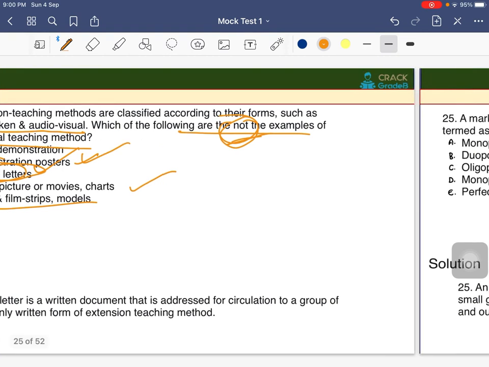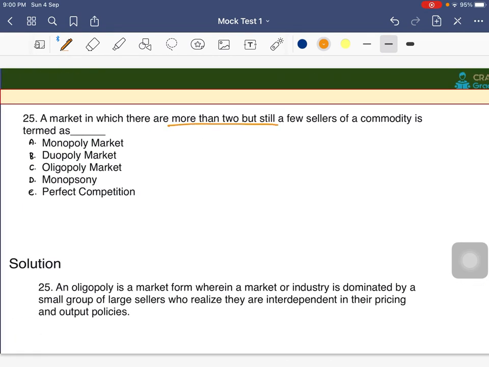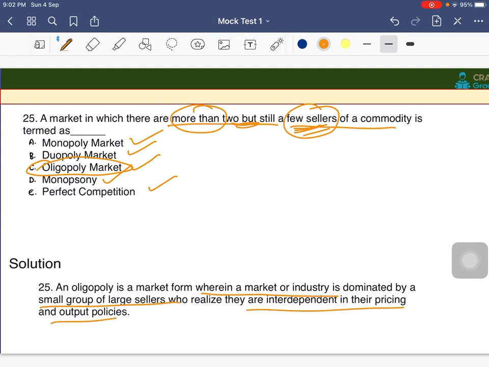Next, a market in which there are more than two but still only a few sellers of a commodity is termed as? There are more than two but still few sellers. Is it a monopoly market, duopoly market, oligopoly market, monopsony, or perfect competition, right? If there are many buyers but few sellers in the market, it is termed an oligopoly market. Poly means many; there are very few sellers but more people to buy. A market or industry dominated by a small group of large sellers who realize they are interdependent in their pricing and output policies is called an oligopoly market.